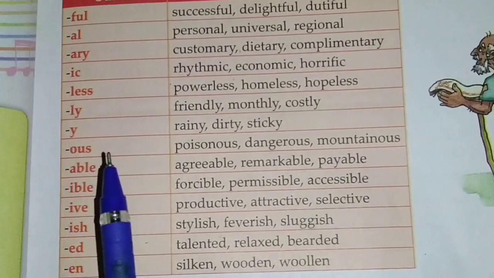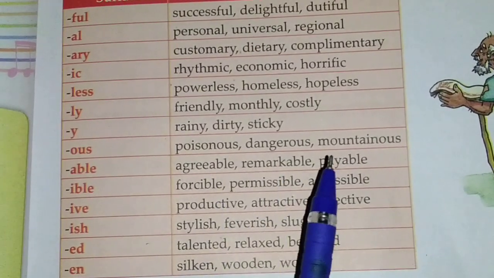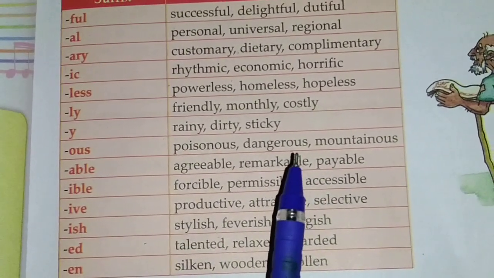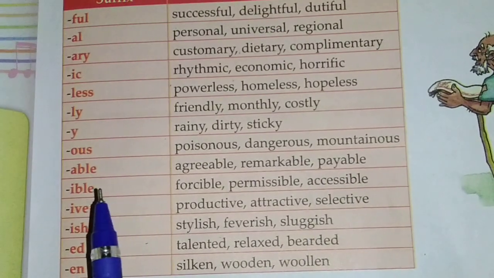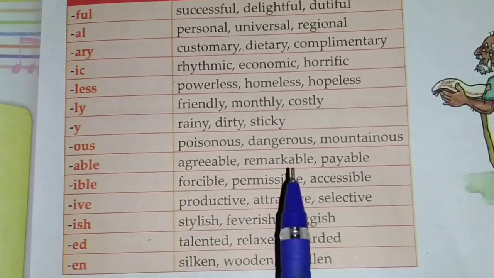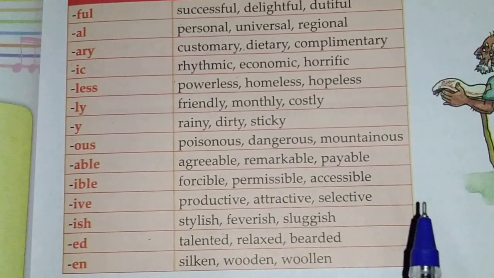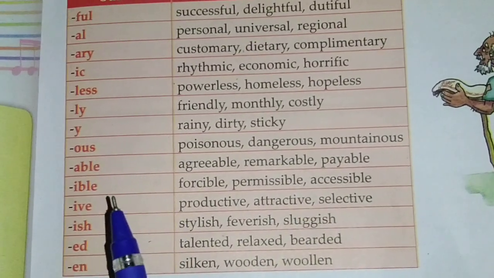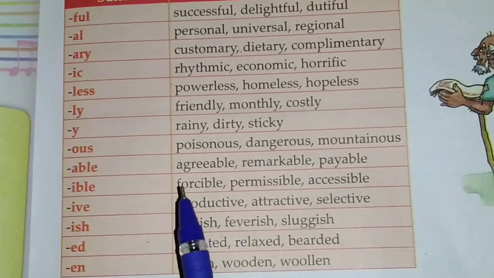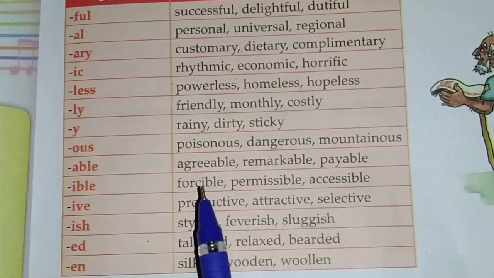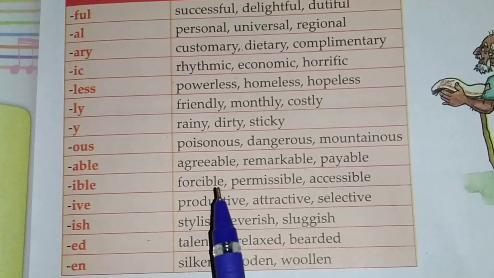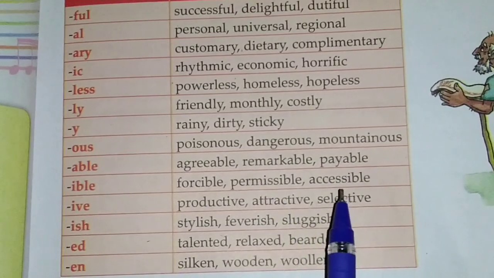Next one is OUS. Words like poison, danger, mountain, these become poisonous, dangerous, mountainous. Similarly, by adding ABLE, examples are agreeable, remarkable, payable, avoidable, etc. Next one is by adding IBLE. For example, forcible, the word force ends with E, FORCE. So when we add IBLE, we remove E and then add IBLE. So the word becomes forcible, permissible, accessible.